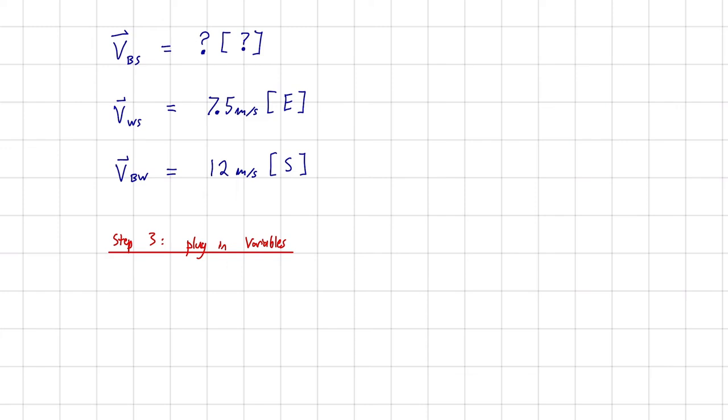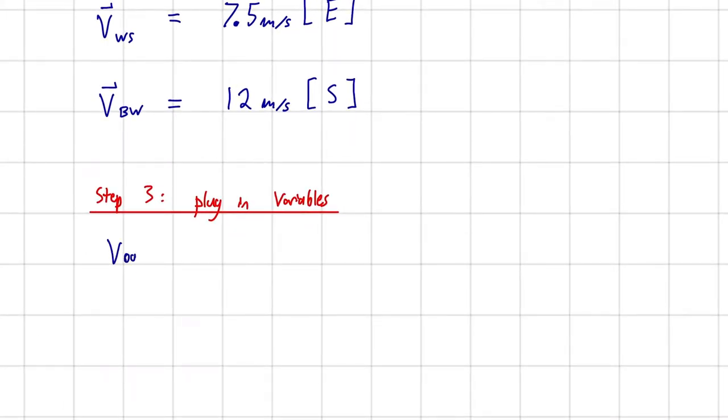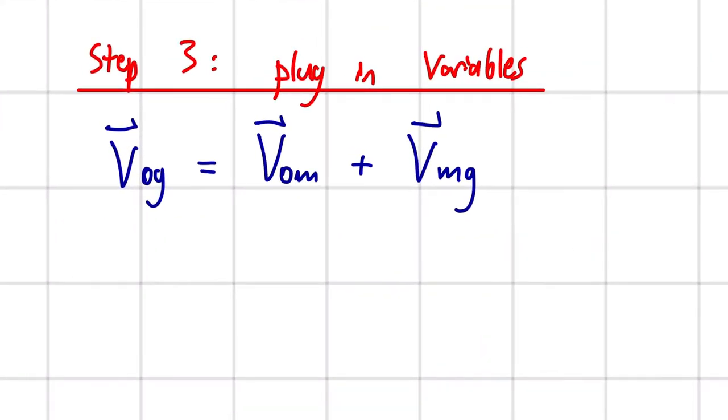So we have the equation: the velocity of the object relative to the ground is equal to the velocity of the object relative to the medium plus the velocity of the medium relative to the ground.